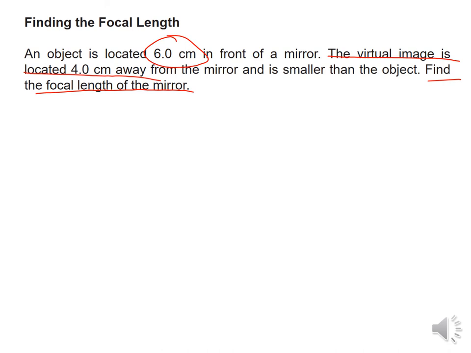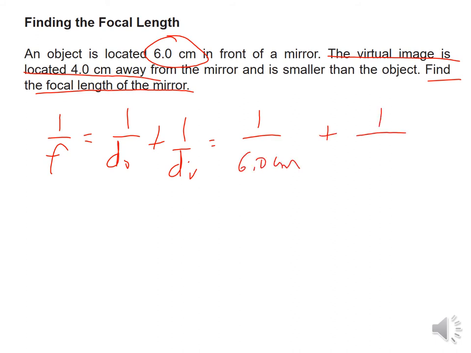In this case, we are not sure if this is a concave mirror or a convex mirror. But if we solve this one, then based on the answer, we can determine if this is a convex or a concave mirror. So let's use the focal length formula: 1 over f equals 1 over DO plus 1 over DI. This is equal to 1 over the distance of the object, 6.0 centimeters, plus the distance of the image. Again, that is smaller. Okay, let's compute first. So this is negative 4.0 centimeters. So the answer here is 1 over 6 centimeters plus 1 over negative 4 centimeters.